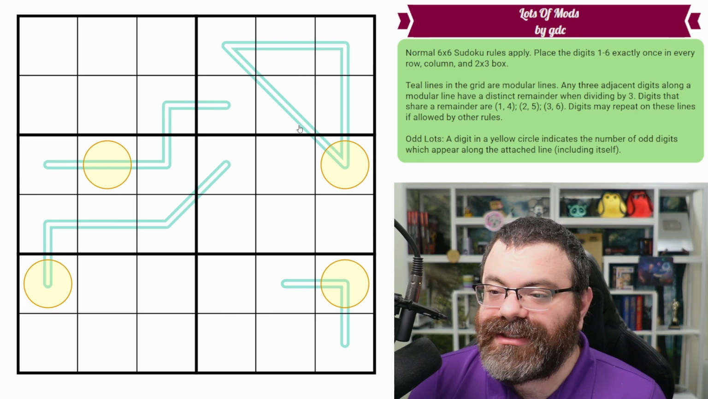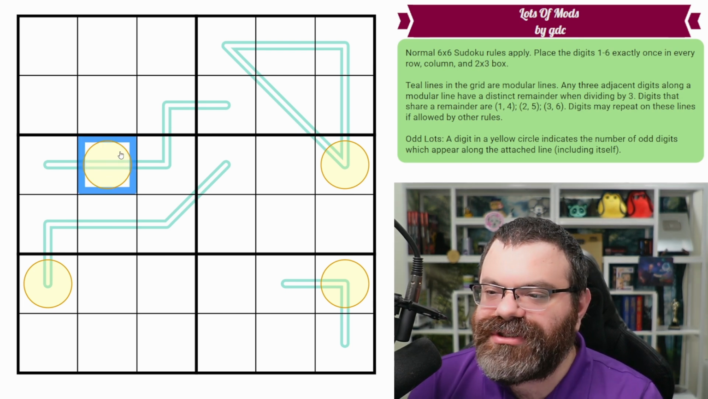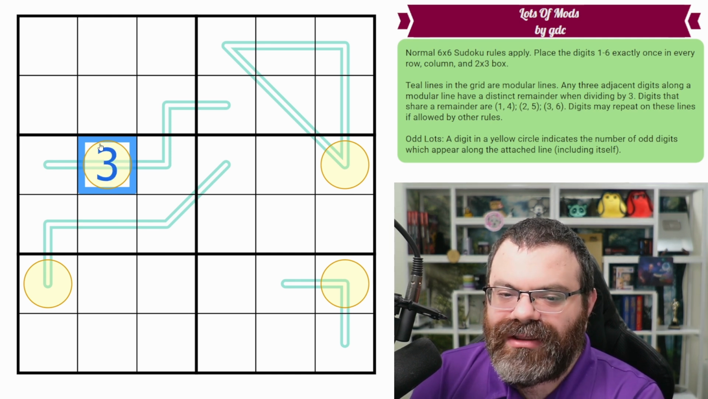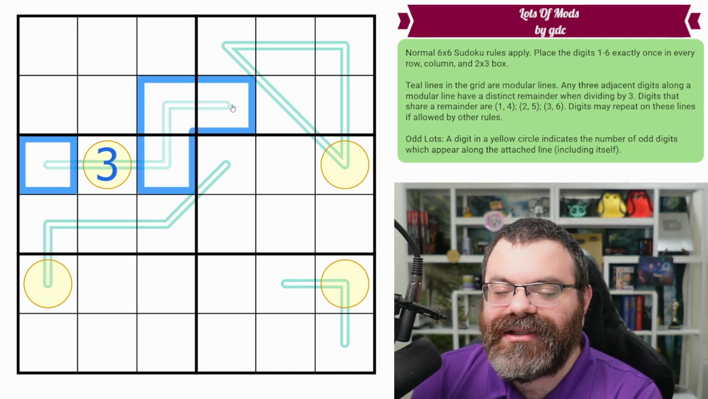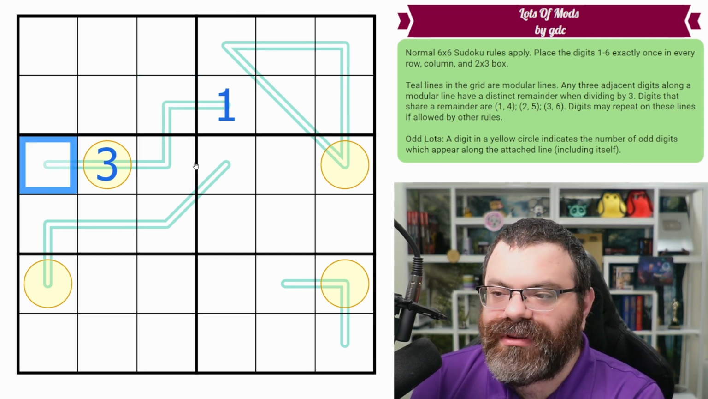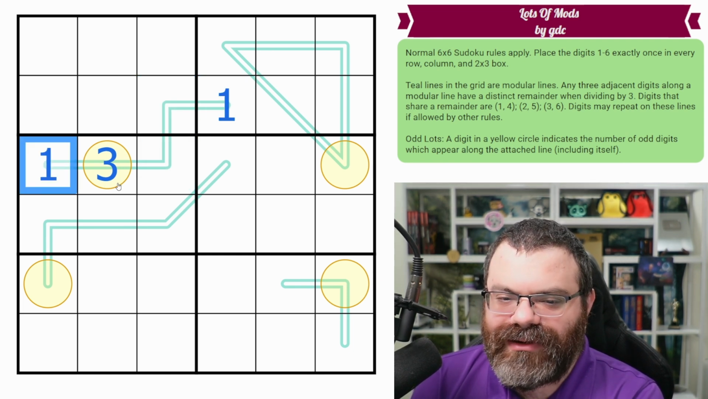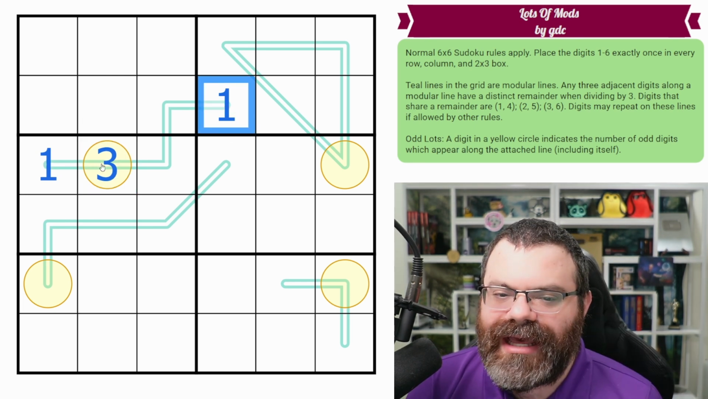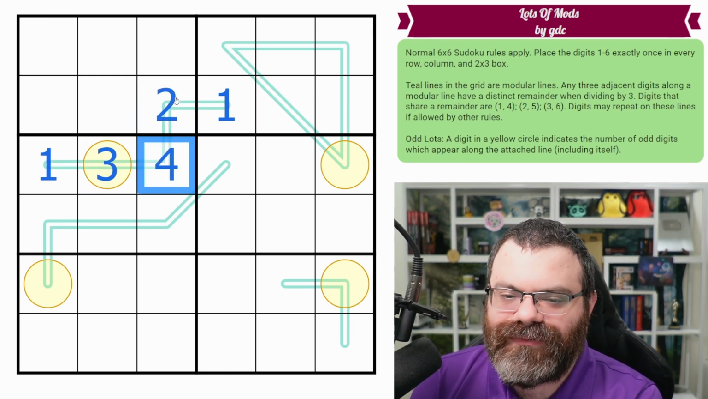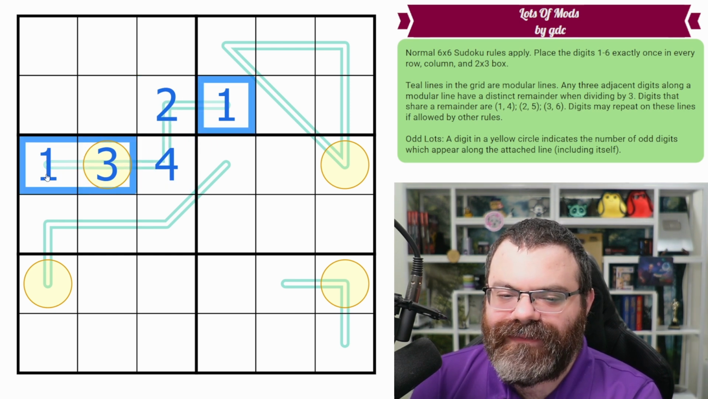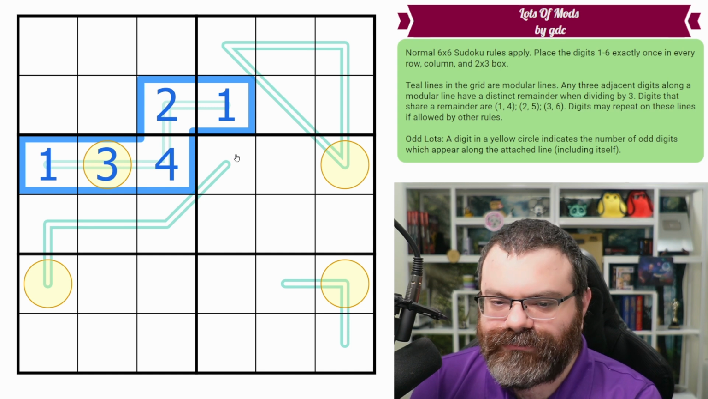We also have odd lots. So a digit in a yellow circle indicates the number of odd digits which appear along the attached line, including itself. So if this was a 3, 3 is odd, which means we need exactly 2 more odd digits on this line. So maybe like a 1 here. I'm going to ignore the modularity for a second. A 1 here and a 1 here. We're not worried about the modularity, but that would be 3 odds. Then these would have to be even, like 2, 4 or something. So if we count the number of odd digits on this line, there are 3 of them, and that 3 goes in the yellow circle.